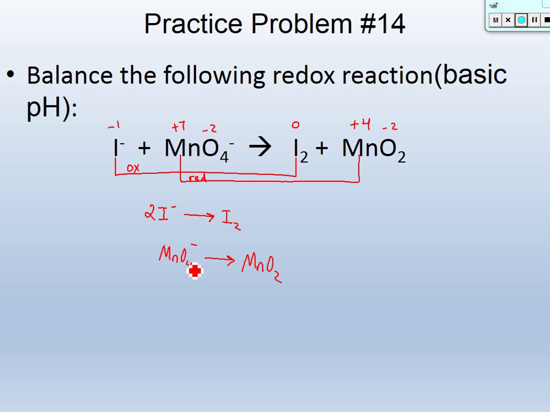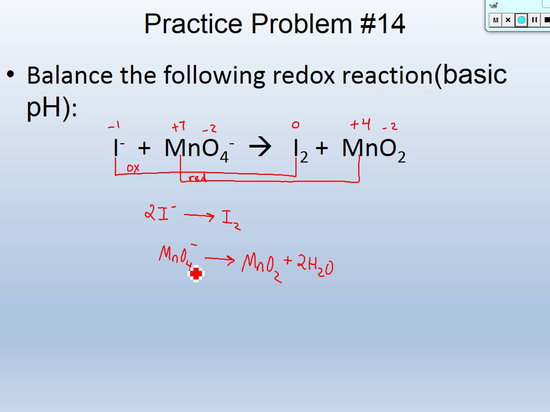Oxygens here, I've got 4. On the right side, I've got 2. Which side needs water and how many? 2 on the right side. Good, I agree. So 2 waters here will give me 2. 2 plus 2 oxygens is 4, which balances that 4 oxygens.